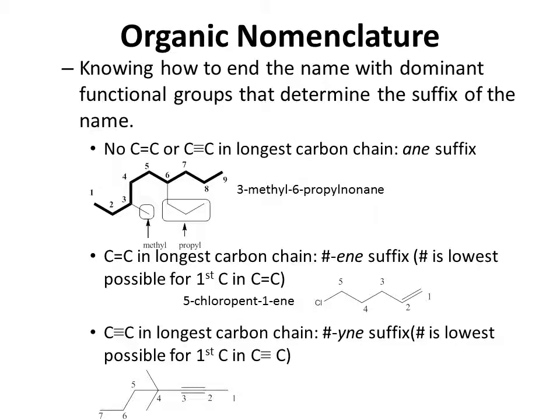Since we have 2 identical groups, we have to use the prefix di. So the full name will be 4,4-dimethyl, hept, since there are 7 carbons, 2-yne. Now let's just go over the duplication prefix again. Di is 2 identical groups, tri is 3, tetra is 4, etc.